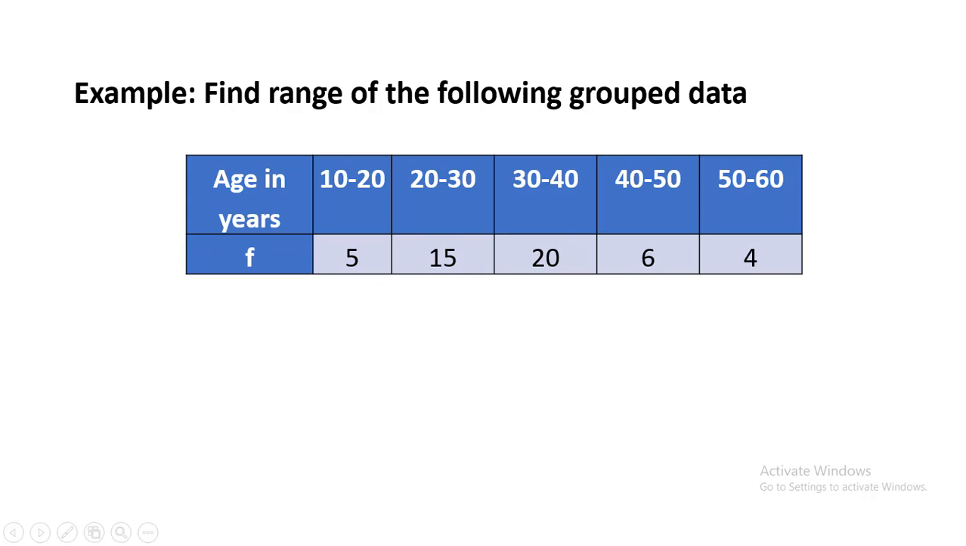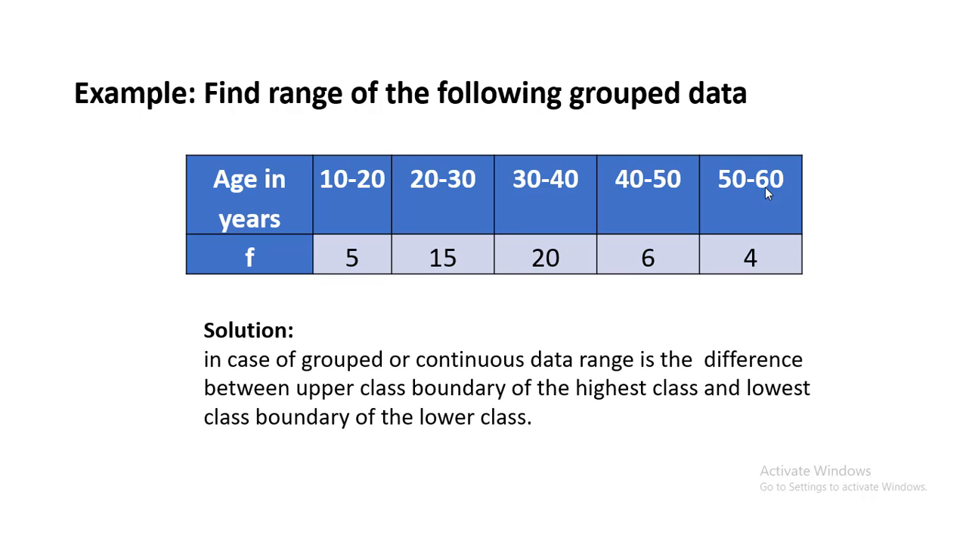Alright, so if you look at this table, these are my observational values. The minimum class boundary is 10, the maximum class boundary is 60. Of this complete table, the minimum value is 10 and the maximum value is 60. So if we need to find out the range, what we're going to do is take the upper class boundary of the last class minus the lower class boundary of the first class, which will give us the range. In this case, 60 minus 10, which equals 50, will be my range.